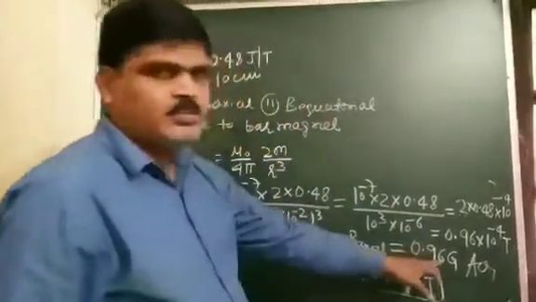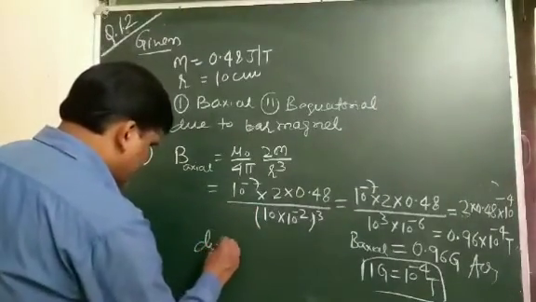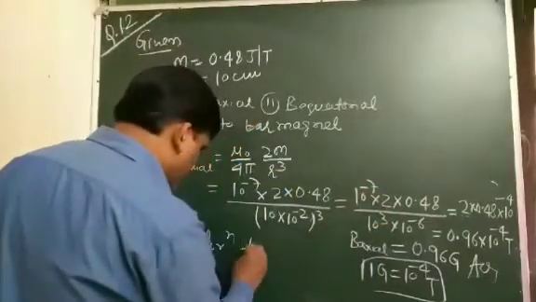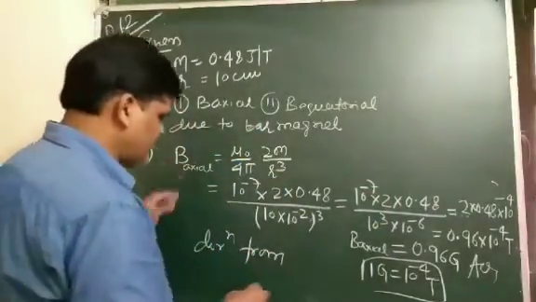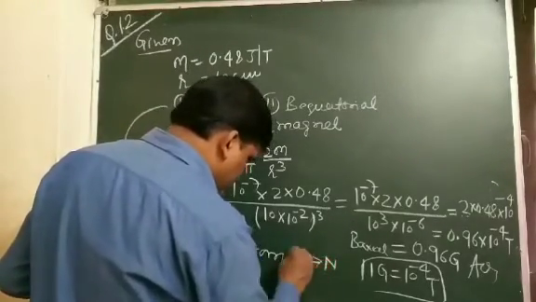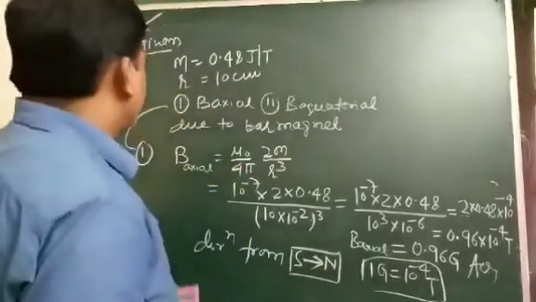So 0.96 Gauss is B axial, and the direction, that is what? The net magnetic field on the axial point is from south to north. I have already explained this to you. And next, that is what?